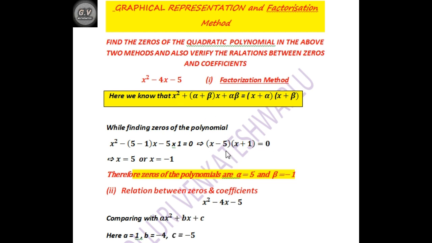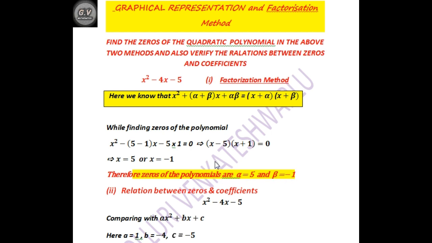If x minus 5 equals 0, then x is equal to 5, by transposition of minus 5. If x plus 1 equals 0, then by transposition of plus 1, x is minus 1. Here 5 is the first zero and minus 1 is the second zero. The first zero of the polynomial is 5 and the second zero of the polynomial is minus 1. Alpha is equal to 5 and beta is equal to minus 1.